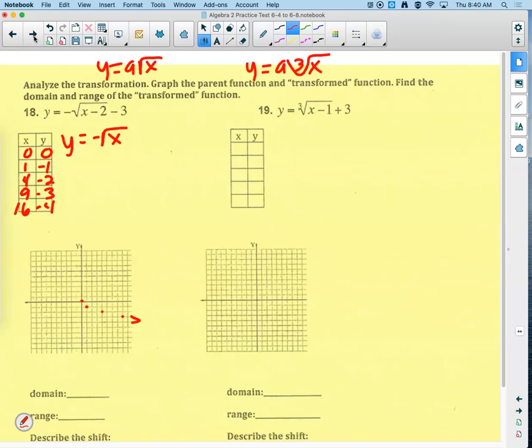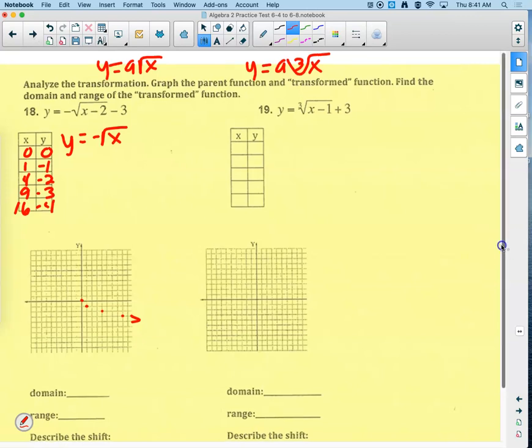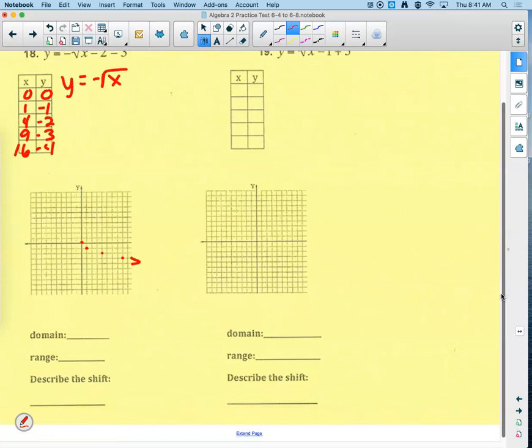And that's because this one definitely has some translations taking place. So help me out, everybody. If this has square root of x minus 2 minus 3, where do we have to move that graph? Right 2, down 3. And there's a spot down here to write that. Right 2 and down 3.